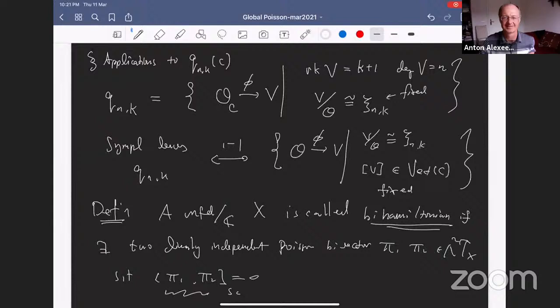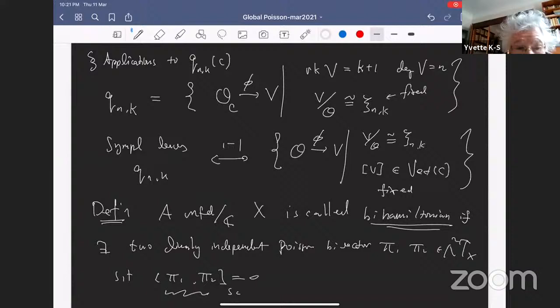I agree that finding a hierarchy associated to a bihamiltonian situation would be interesting. But Yvette, maybe you can remind us, are there conditions? Suppose you have those two commuting Poisson structures, but to construct the full tower, do you need one of them to be symplectic, or what are the conditions? Yes, I think to build a Nijenhuis tensor, you need one of them to be invertible, indeed.